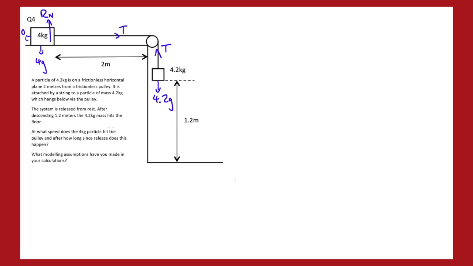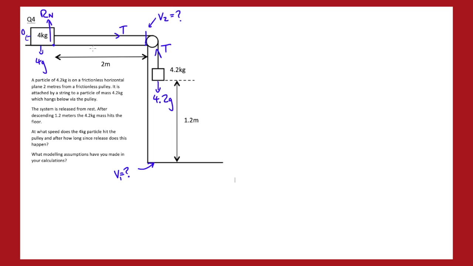Okay. Right, now this question's asking us to find at what speed this 4.2 kilogram mass hits the floor. So one of the things you want to find is what this velocity is here. The next thing is at what speed does the particle hit the pulley, which is here. So if we call that one V1, we can call this one V2. And the last thing is, how long does it take for this particle to reach this pulley?